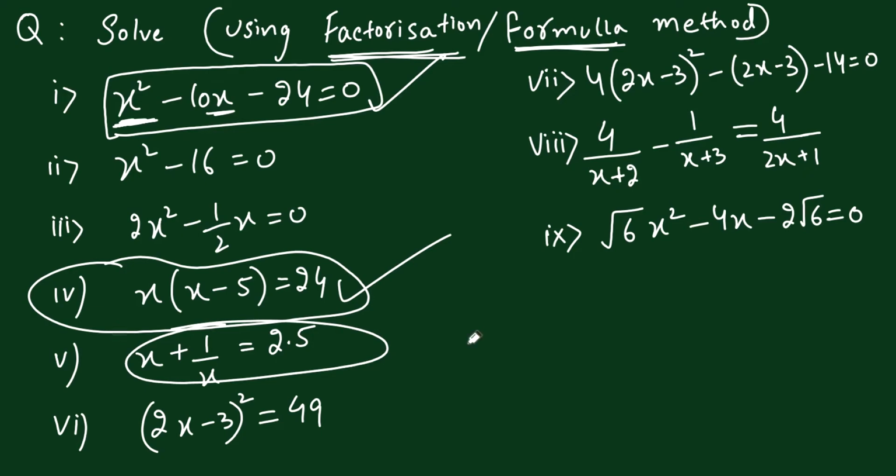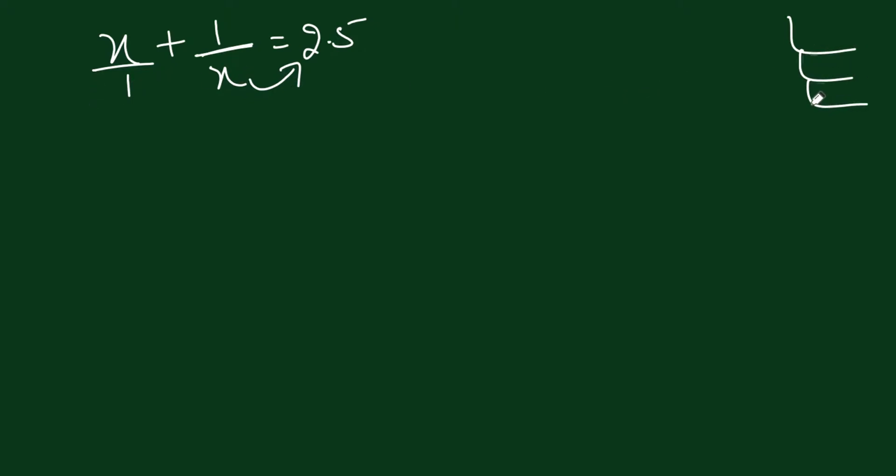Fifth one is x plus 1 by x is equal to 2.5. So here again we need to take LCM. Those people who don't know how to take LCM of this: you can't say x is in division so it goes to multiplication, because it's not for all the terms in LHS. This x has denominator 1 and here 1 has denominator x. So you can't use the type of LCM you used in your earlier classes. I'll tell you a simple trick for how to do this type of LCM.